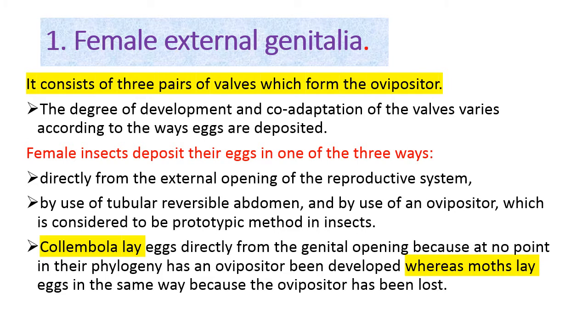For example, Collembola is an apterygote insect. It lays eggs directly from the genital opening because at no point in their phylogeny do they have an ovipositor. And moths lay eggs in the same way because the ovipositor has been lost in them also.